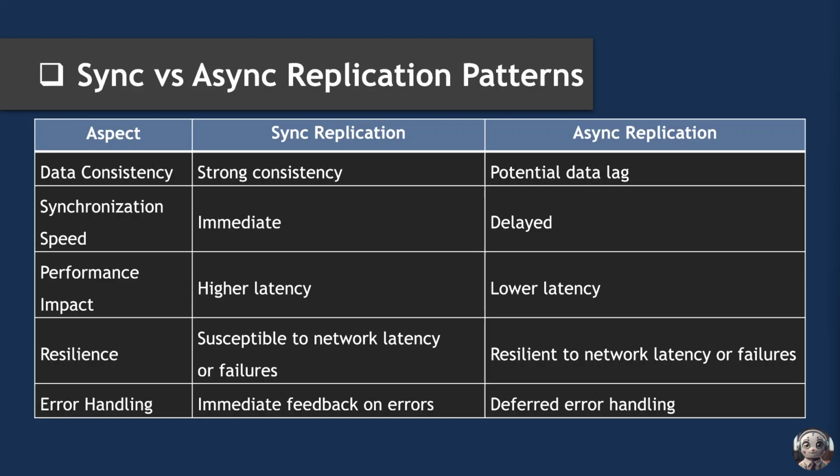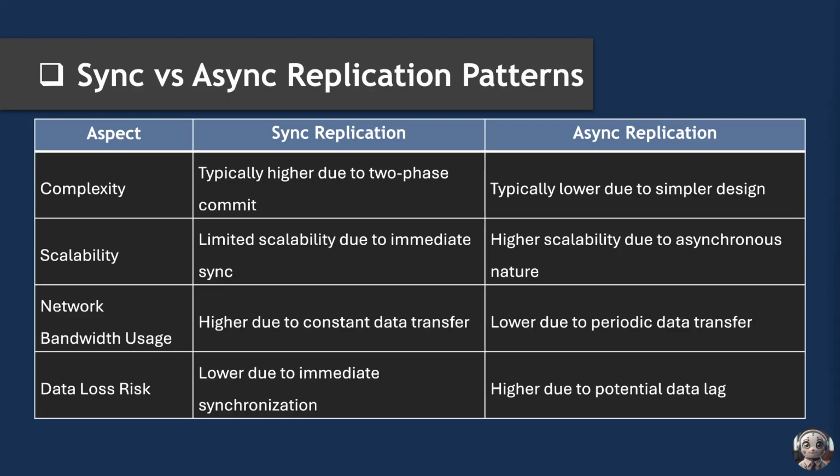Let's also talk about error handling. With synchronous replication, errors are detected immediately, providing immediate feedback. In asynchronous replication, error handling is deferred, as errors may not be detected until the replication process is executed. Now, let's consider the complexity of implementation. Synchronous replication is typically more complex, often involving a two-phase commit process to ensure data integrity. Asynchronous replication, on the other hand, is simpler in design, making it easier to implement and manage.